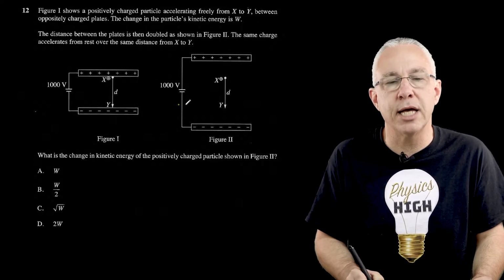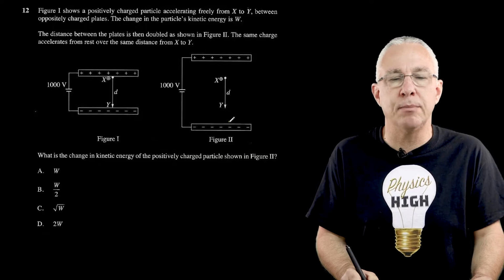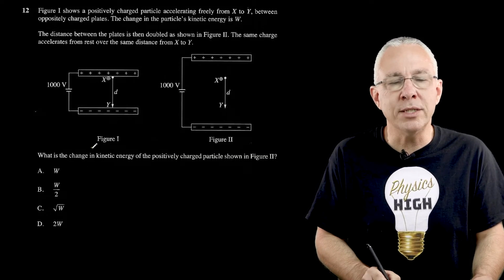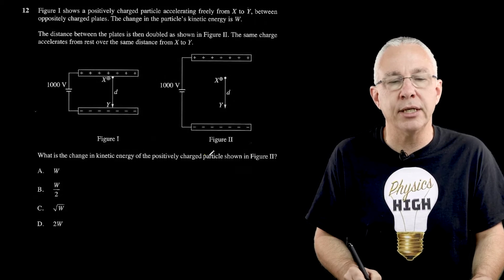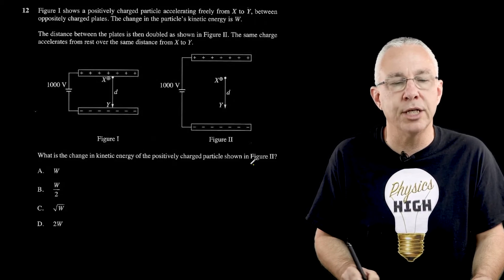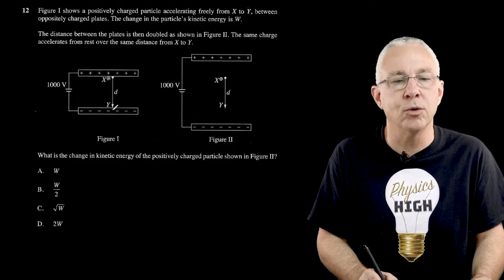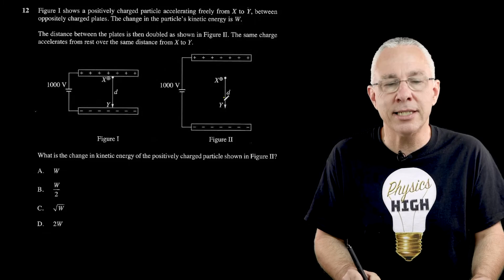Question 12. Here we have a plate separated by a distance of d and has a potential difference of 1000 volts. And so we increase the distance between the plates and we still have 1000 volts, and we're asked, well, what's the change in kinetic energy if a positively charged particle is moved, in this case, a distance of d, basically from the positive plate all the way to the negative plate. And here, the same distance.